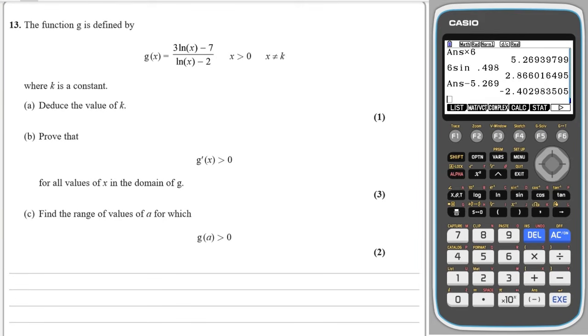Okay, functions. Deduce the value of k. So k is a value which is excluded from the domain, and we know in maths we don't like to divide by 0, so I don't want my denominator to equal 0. So I don't want ln x to equal 2. So I don't want x to equal e to the 2. So therefore k is equal to e to the 2.